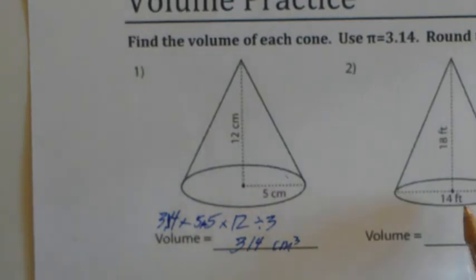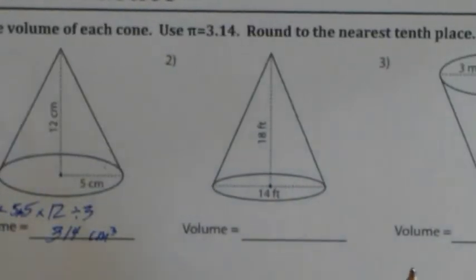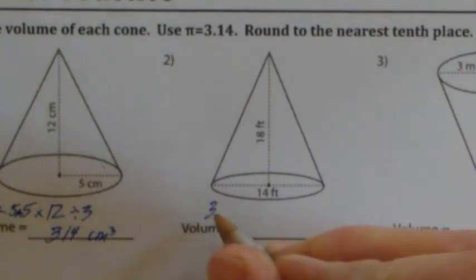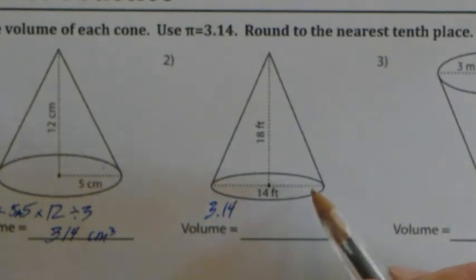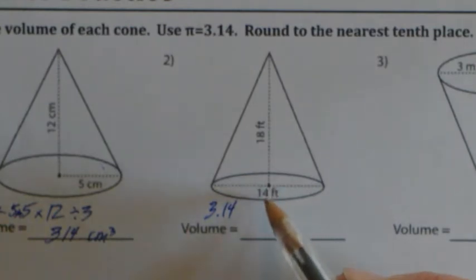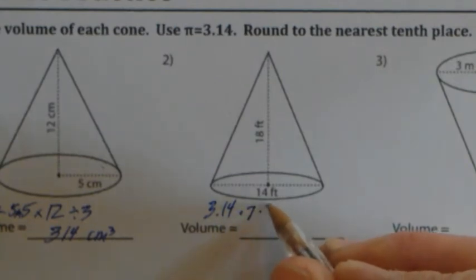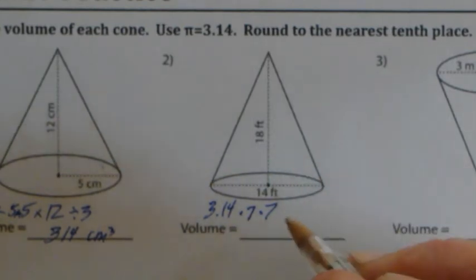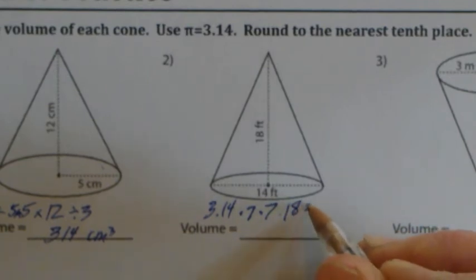Okay, volume of the cone in the middle. What are we going to do? Well, we're going to do pi times the radius squared. 3.14 times 14. Wait a second. Is that the radius? That's the diameter. We want the radius. What's the radius? Half of the diameter. 7 times 7 times 7. 7 times 7 is 49, but we'll just put it, right? Times the height, times 18, divided by 3.